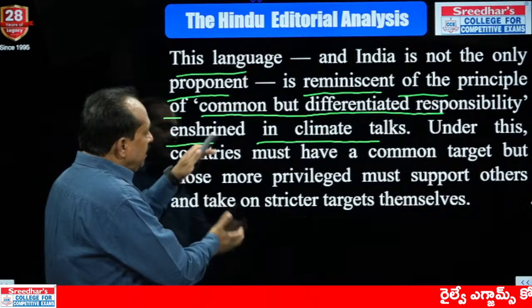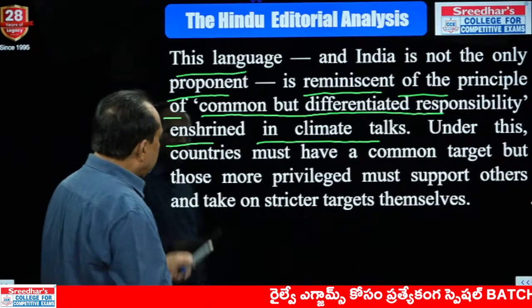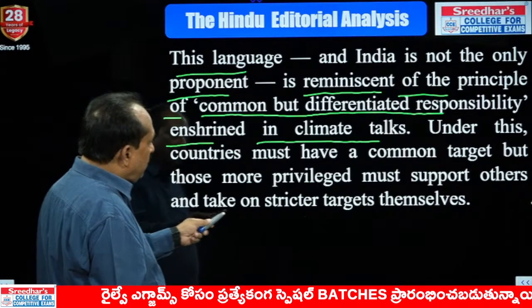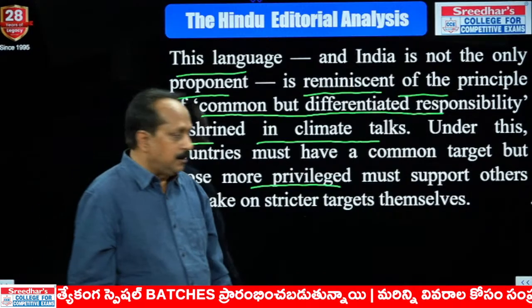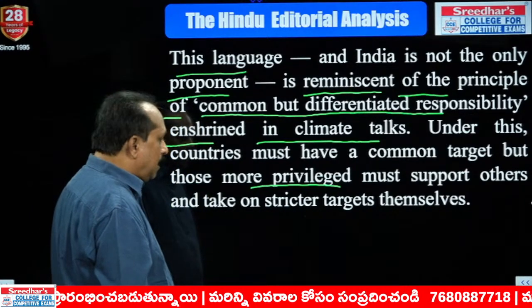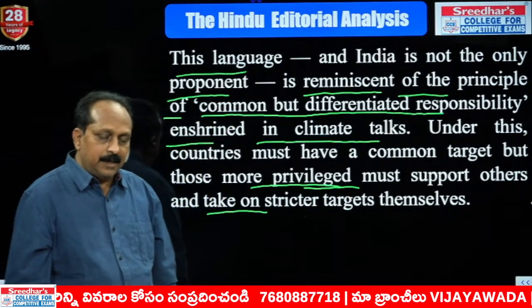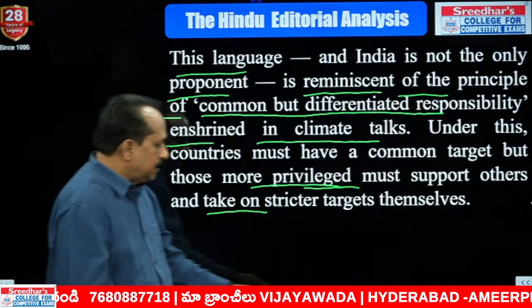And what does it mean? The editorial tries to elaborate, explain, justify. Under this, countries must have a common target, but those more privileged, here privileged means advanced countries, developed countries, must support others and take on stricter targets themselves. One thing, they must support other countries. Second, they themselves must take stricter targets.